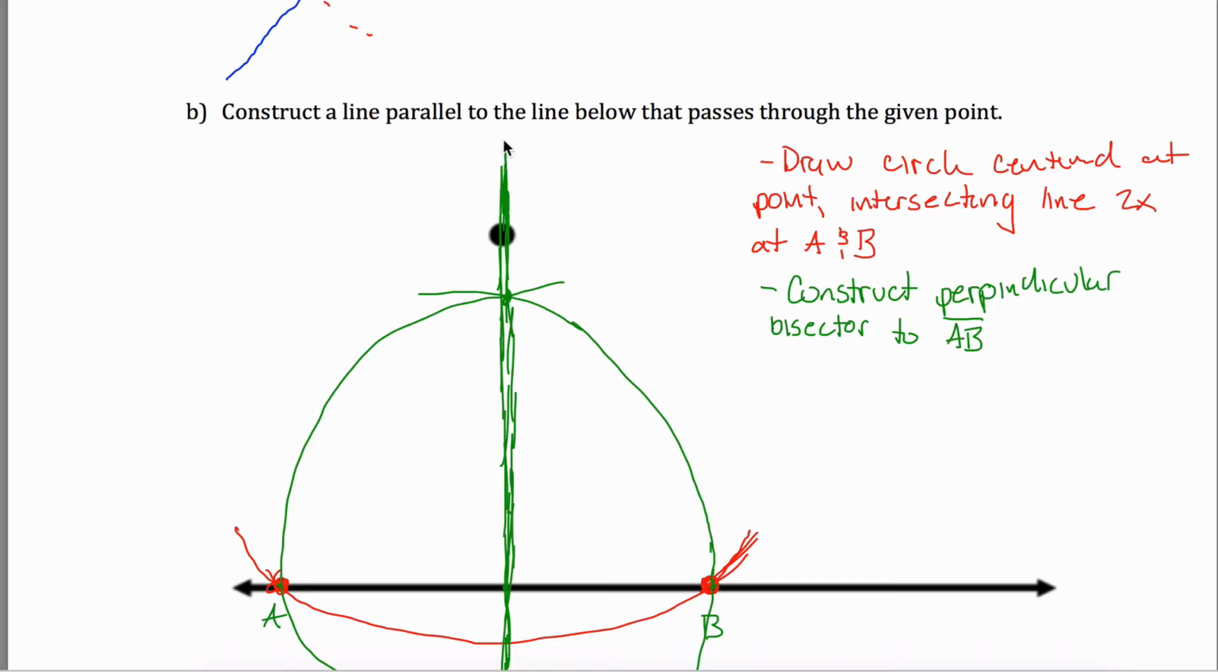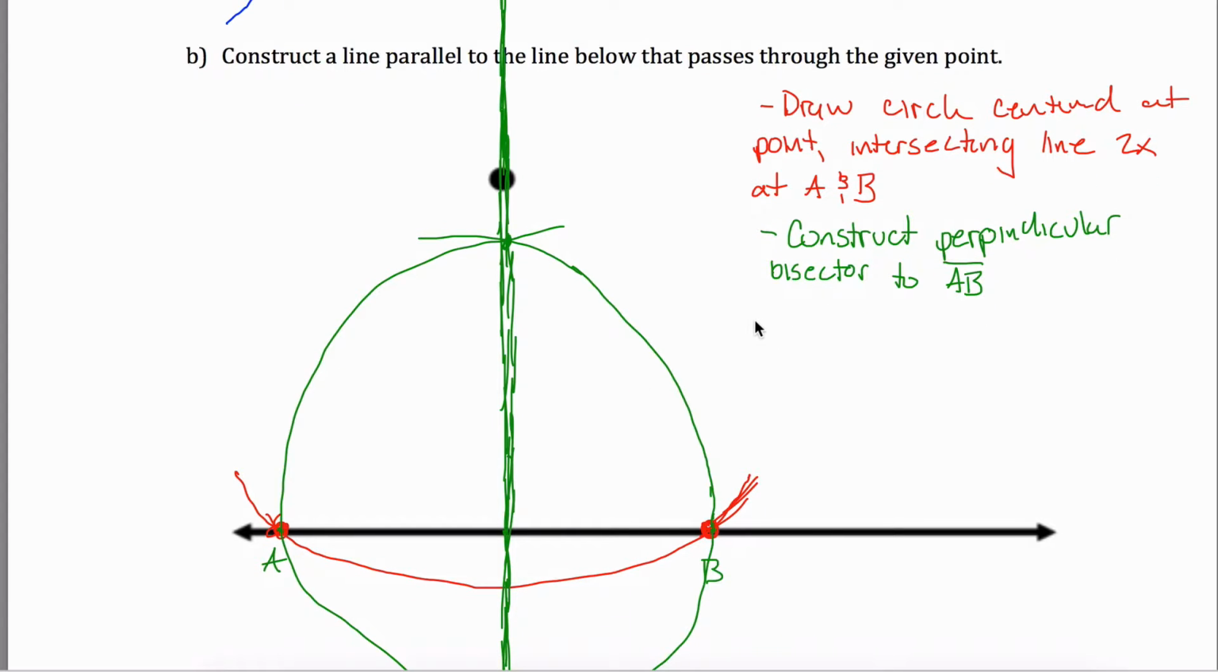So essentially, I'm going to repeat those steps. I'm going to make this line a little bit longer. And then I'm going to say find points C and D on this new line that are equidistant from the original point.